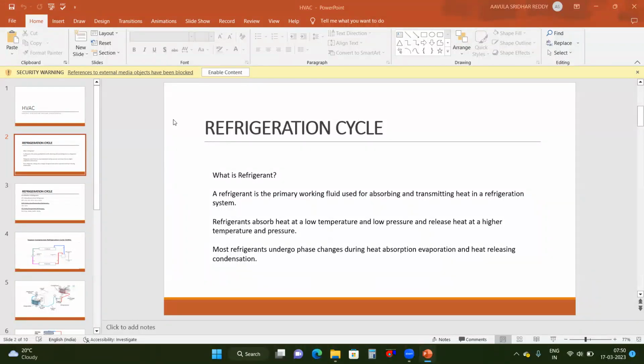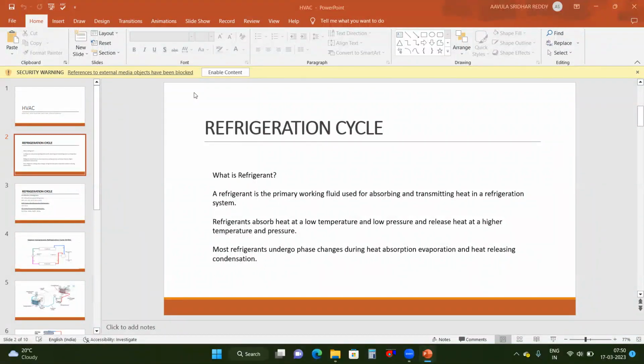What it will do is absorb heat at one point and reject heat at another point. So it absorbs and transmits heat: it will absorb the heat and transmit it to the other end. We will see this clearly in the upcoming slides. Refrigerants absorb heat at low temperature and low pressure and release heat at high temperature and high pressure.